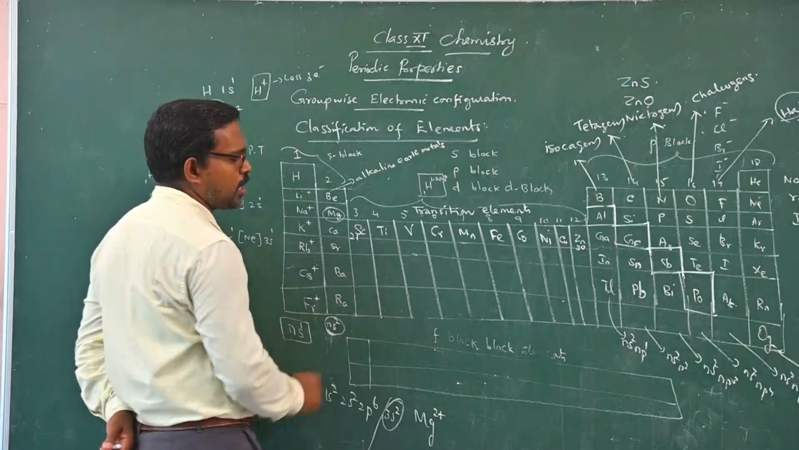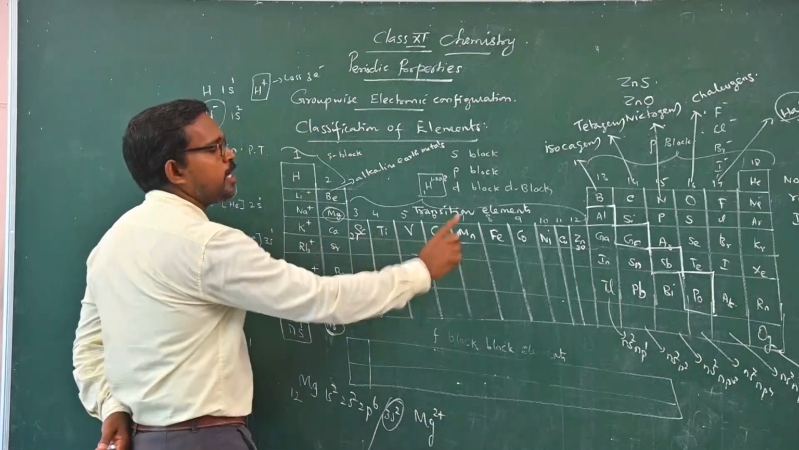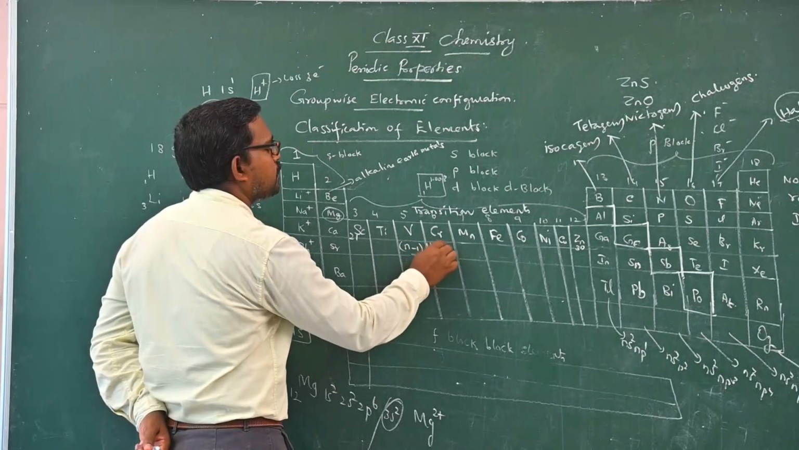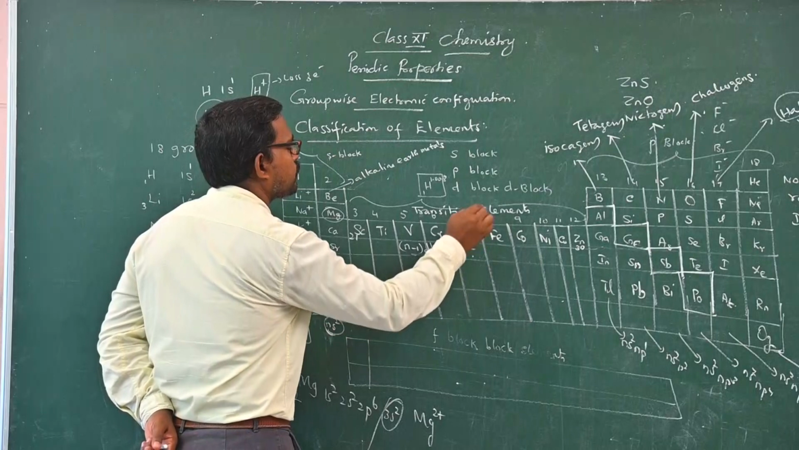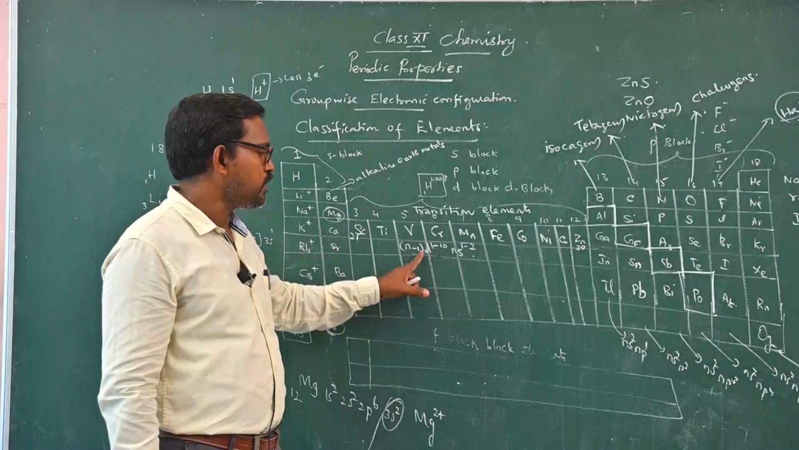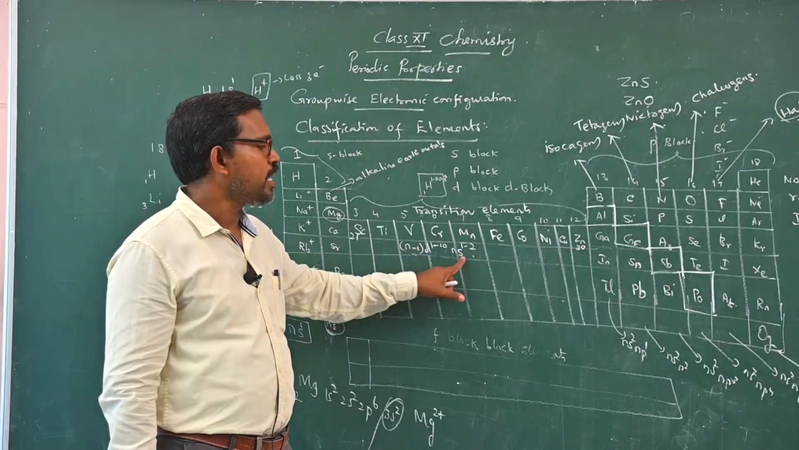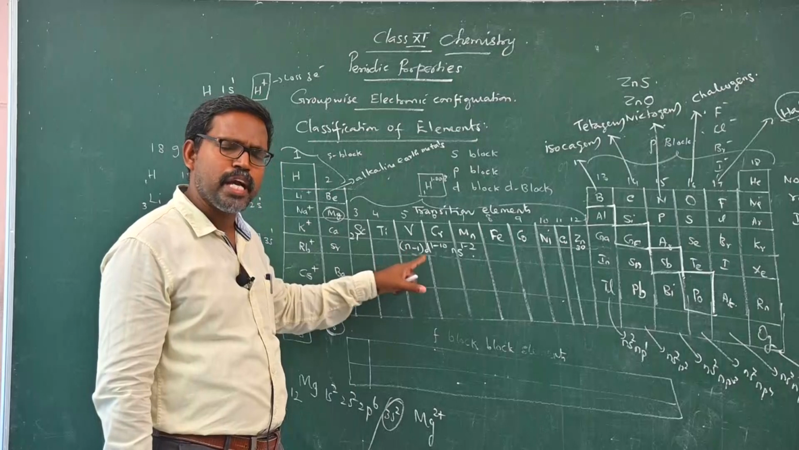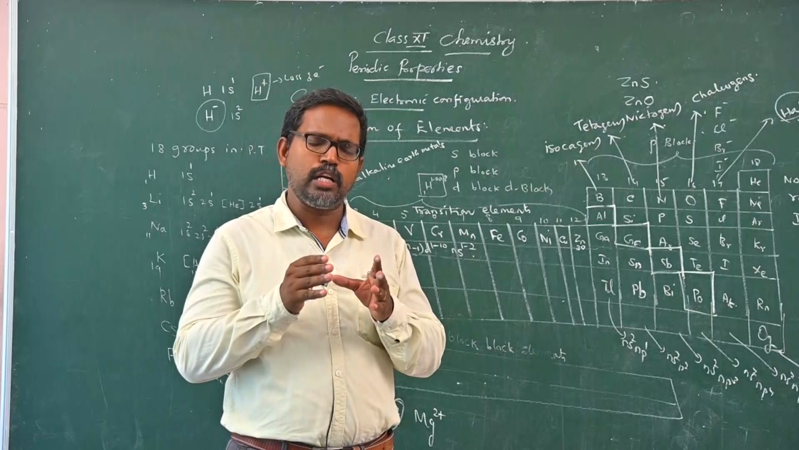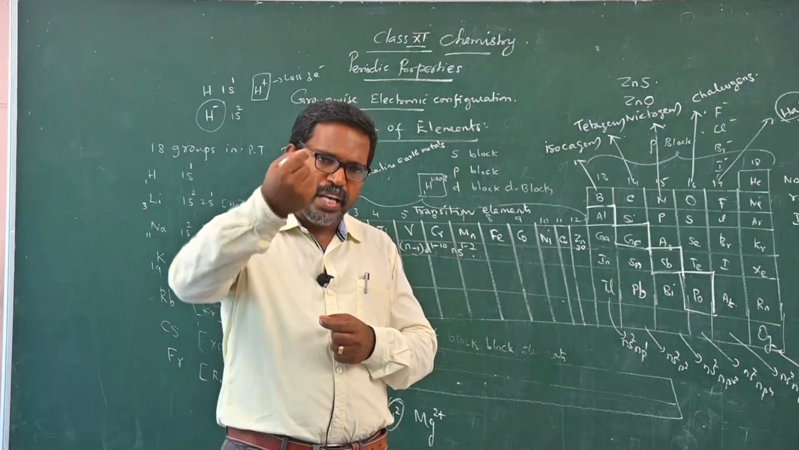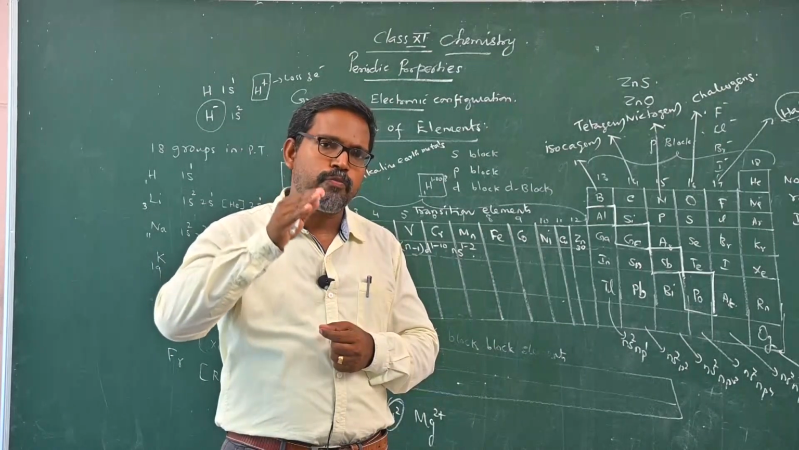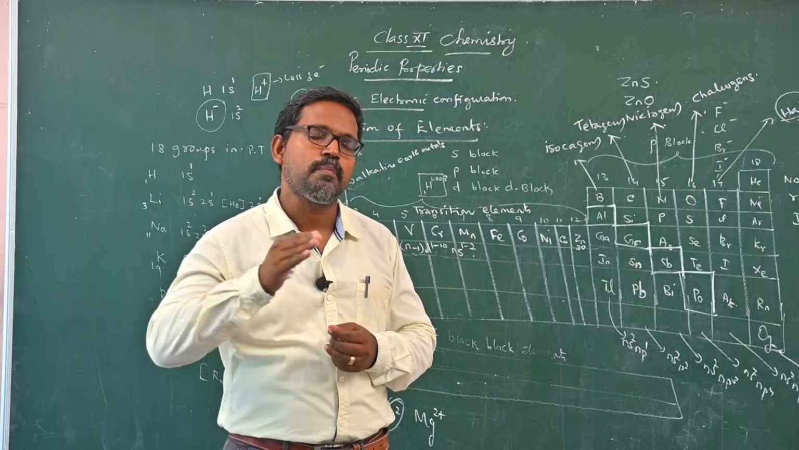Therefore, the general electronic configuration of d block elements is (n-1)d1 to 10, ns1 to 2. What is the general electronic configuration of d block elements? (n-1)d1 to 10, ns1 to 2. Why is it n-1? Because the added electrons enter the penultimate shell. What is the penultimate shell? The shell before the last shell or the valence shell.